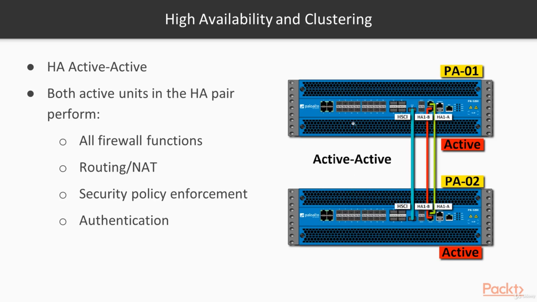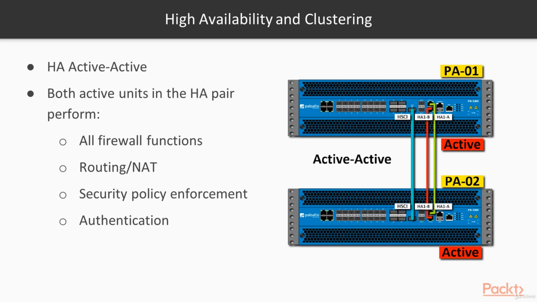In active-active, both of them actually forward traffic. Both of them are actually operating. In case one goes down, the other one can still forward the traffic. We're going to be doing routing, NAT, so address translation, the policies, authentication, basically everything that the Palo Alto does will be active on both units.